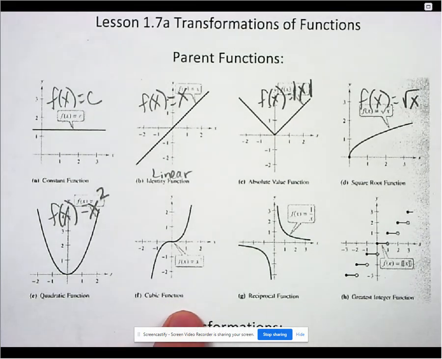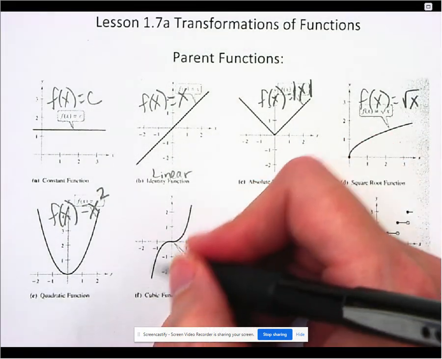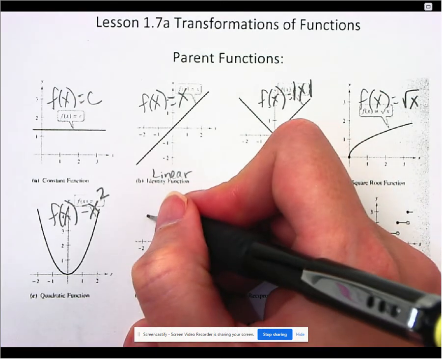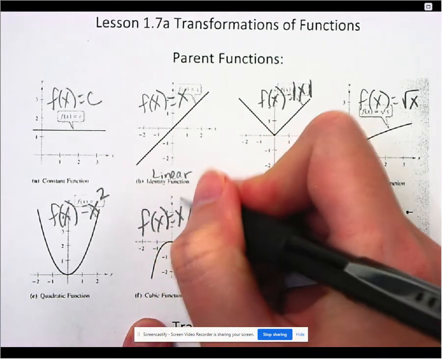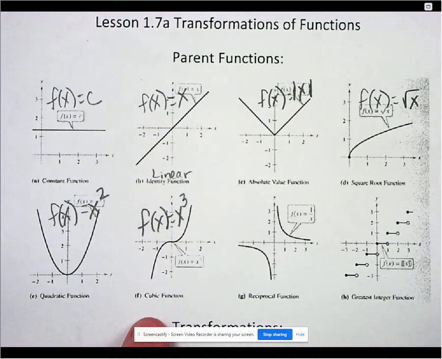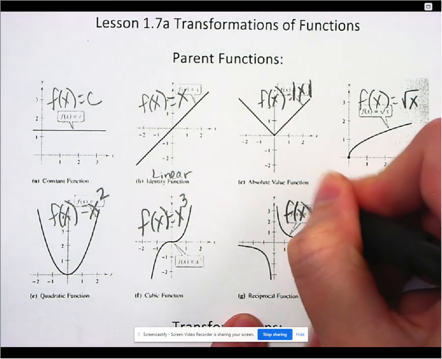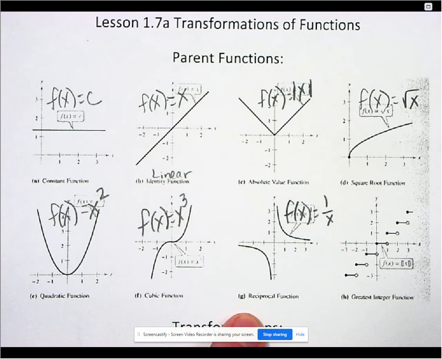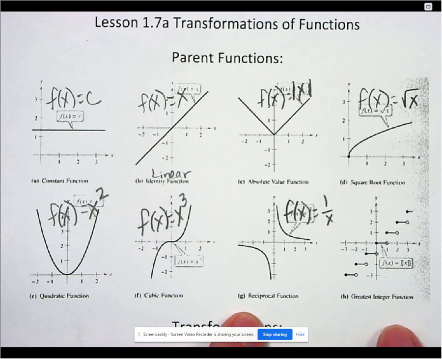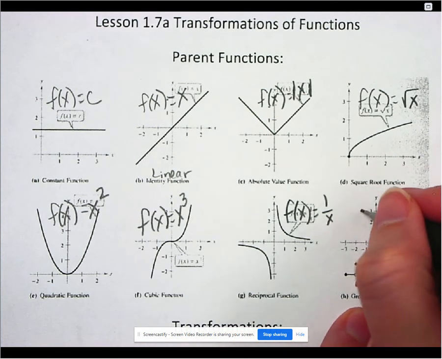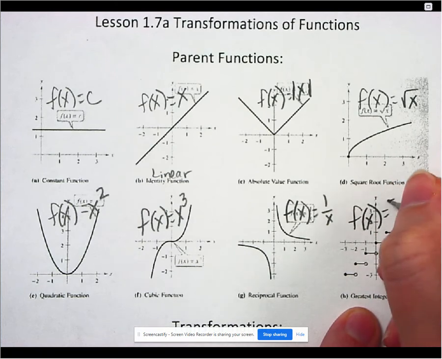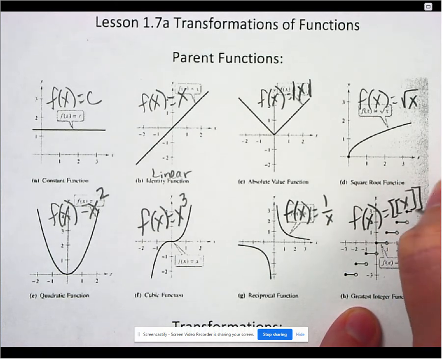The cubic one you may not be super familiar with, but this is the shape of the cubic, and the equation is f of x equals x cubed. And the reciprocal function is another one you may not be super familiar with, but its equation is f of x equals 1 over x. So for every number you put into it, the y value is going to be the reciprocal of that number. And then the greatest integer function is a new one we talked about a couple weeks ago, and the symbol for it is that double brace.